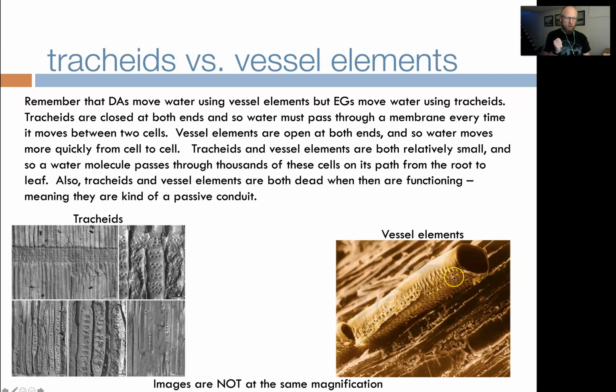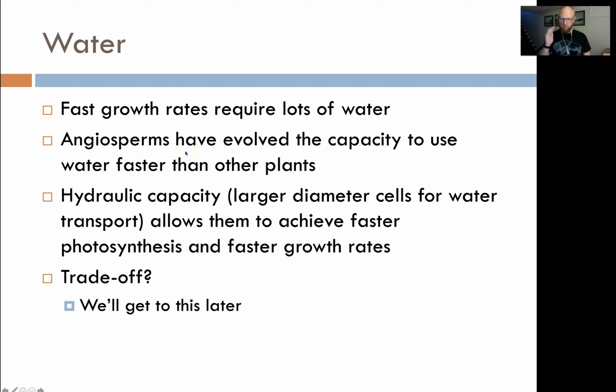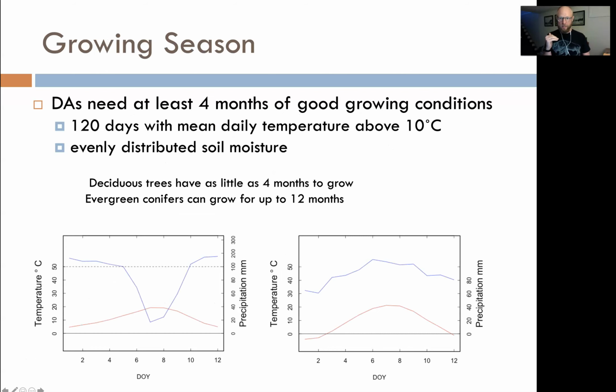Okay, so we've just talked about achieving these fast growth rates in the optimal conditions. And I talked already about how deciduous angiosperms need about 4 months of good growing conditions in order to dominate a system. And again, here are those two graphs we talked about a couple times.